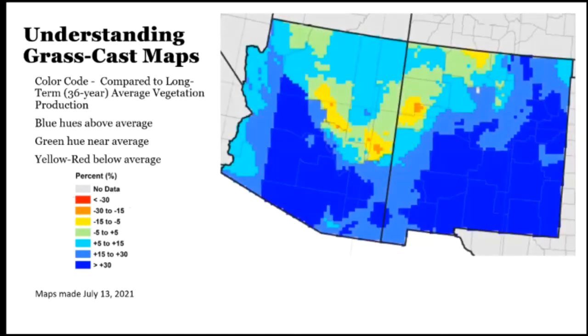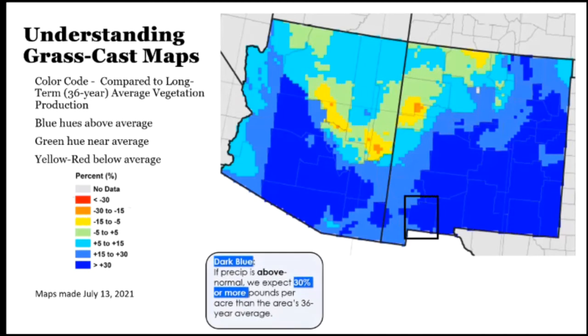The maps were made July 13th, 2021. This is an above average precipitation prediction. Take a look across the map and you can see how even above average precipitation didn't have such rosy predictions for some of the areas. We're going to focus here on Luna County. You can see most of the map is dark blue. If we look at the legend on the left-hand side, we can see that dark blue corresponds to expecting 30% or more pounds per acre than the area's 36-year average.